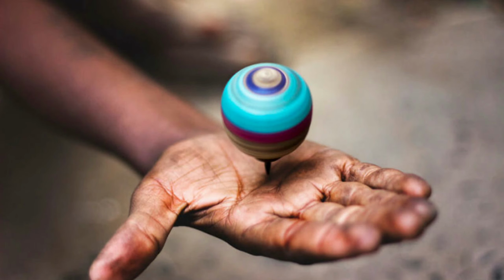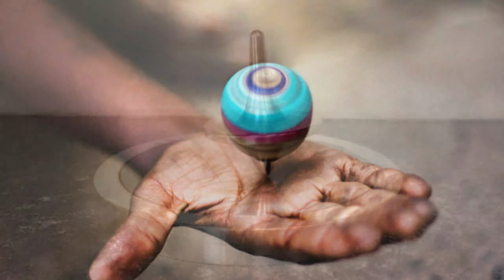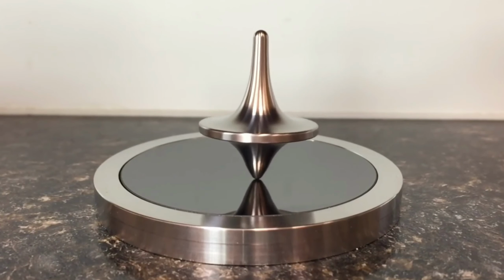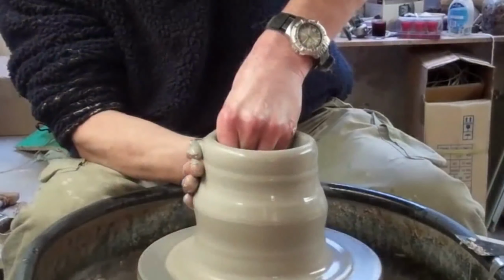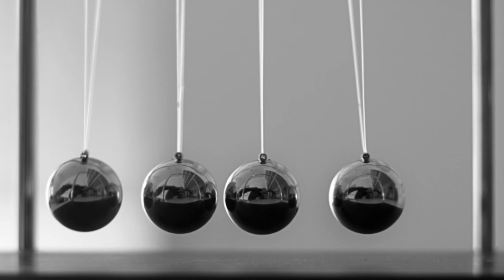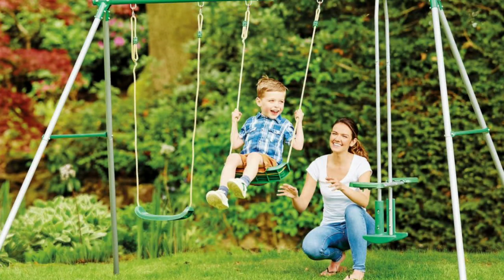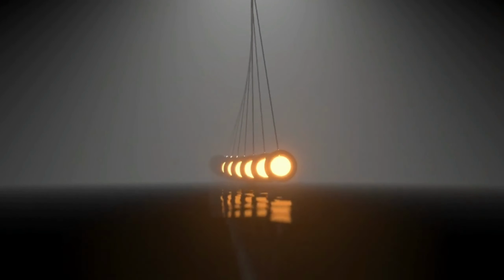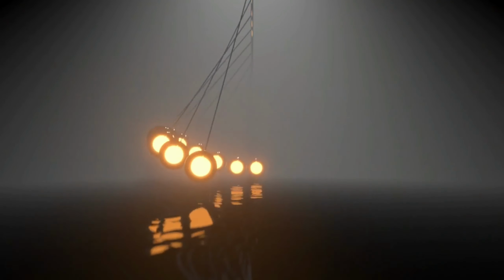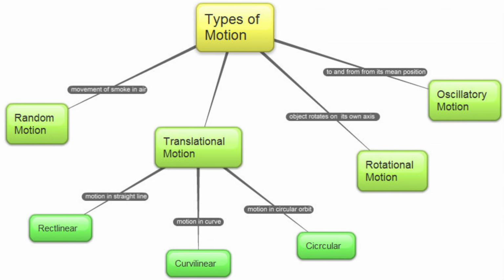Motion of an object turning on its own axis is called rotational motion. For example, spinning of a spinning top on its axis or the potter's wheel. Motion of an object that repeats itself after a regular interval of time is called periodic motion, like motion of a swing or motion of the pendulum. So these are different types of motion which you have learnt in class 6.